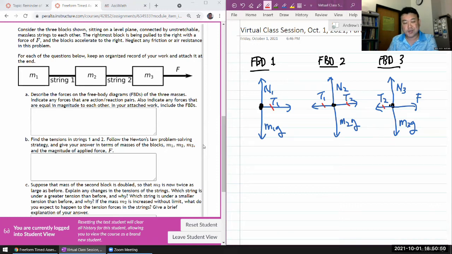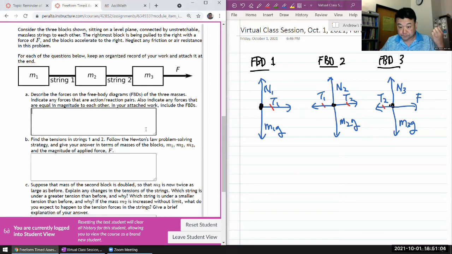In this particular situation, these tension forces almost act like action-reaction force pairs. The string is just a medium in which masses M1 and M2 interact, and they have all the other properties: pointing in opposite directions, equal magnitude, and all that. So with that, let me describe these diagrams. I'm going to do the same word description.